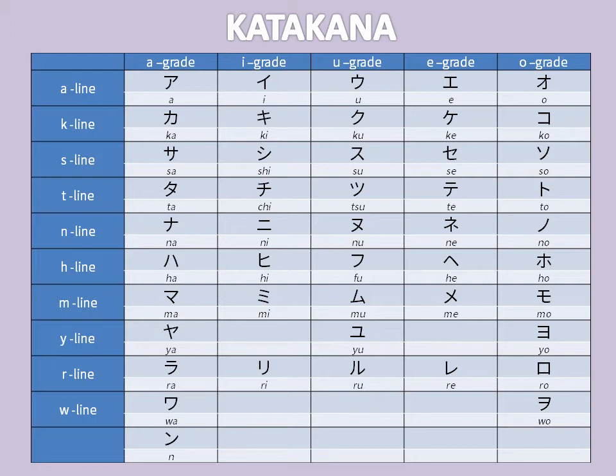Moving on, the Ra line. Ra, Ri, Ru, Re, Ro. Then the Wa line. Wa and Wo. There were characters in the Wa line, but they have become obsolete, so we are not discussing them. And finally, we have the N sound, which comes usually as an ending part of any word, just like in san or hon, etc.